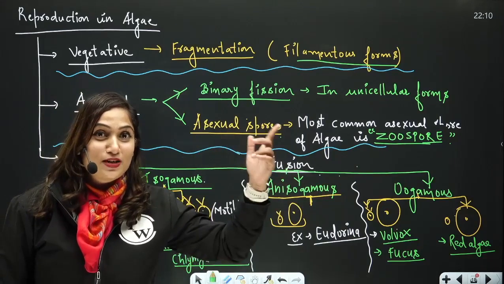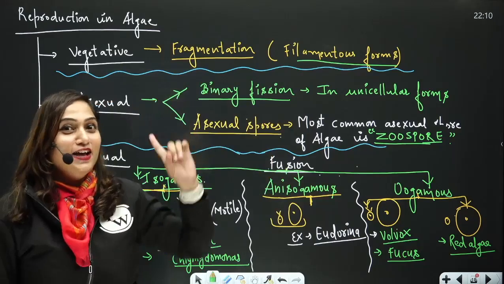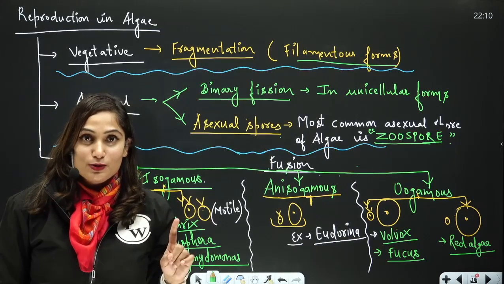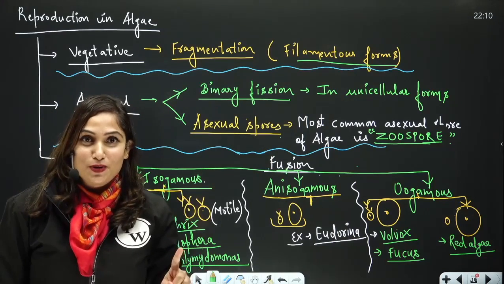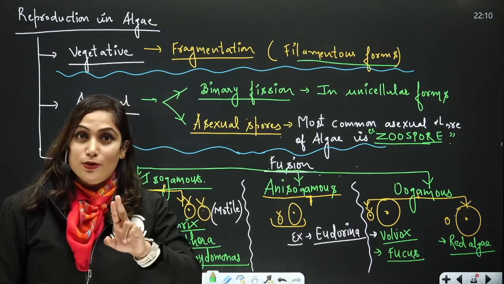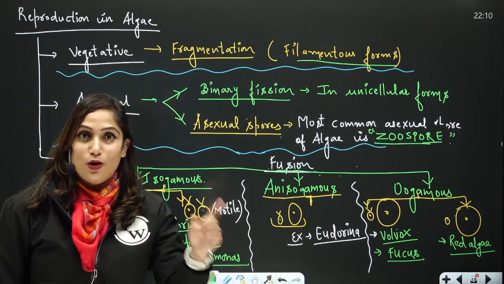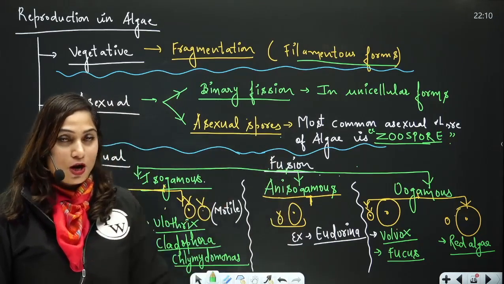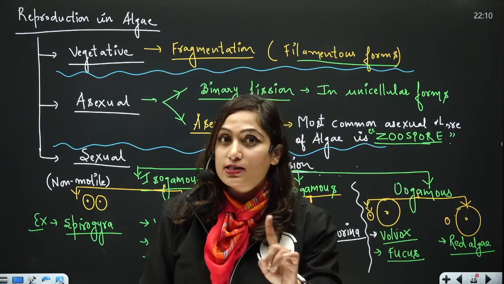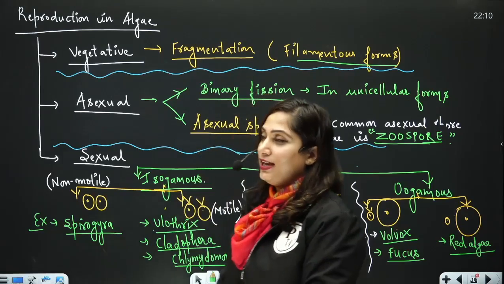Conidia is the most common asexual spore of fungi. Okay, and do not confuse zoospore with zygospore. They are often confused. Zygospore is a zygote, a resting zygote. Okay, so zoospore is the most common asexual, not sexual, asexual spore of algae.